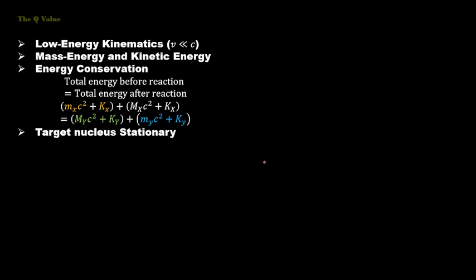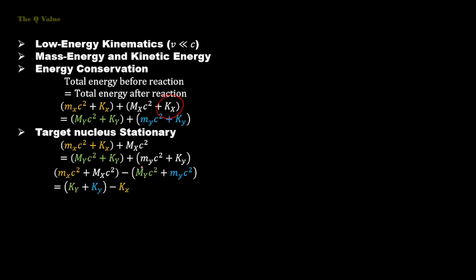Target nucleus is stationary, so it has zero kinetic energy. Kx will be 0, and we rewrite this equation with Kx equal to 0. Now we take all mass energy terms on one side and kinetic energy terms on the other side. It is simple algebra.